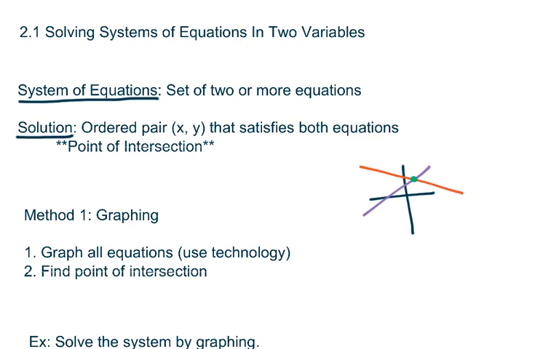So there are three methods to solving systems of equations in two variables. The first one goes extremely fast. It's not going to be focused on too intensely because it's not really the purpose of what I think when we talk about systems of equations. It's more, can you use a computer or a calculator? And that's really not what I'm after here. So method one is graphing.